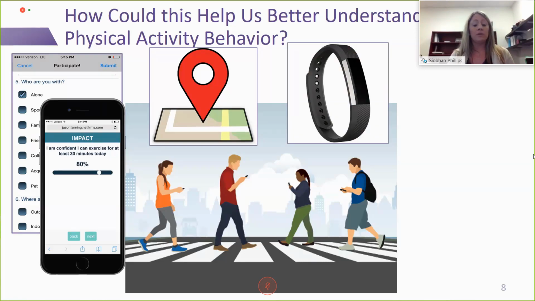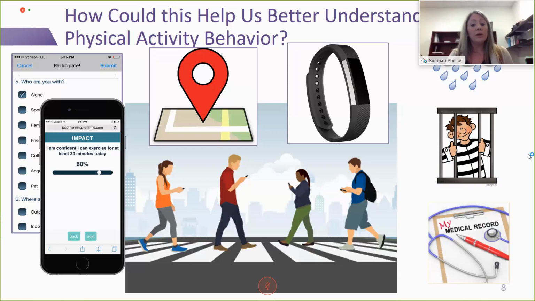You can have them wear a monitor. There are research-grade monitors like accelerometers, but consumer wearables now have much longer battery life, so we can objectively monitor physical activity for longer and longer periods of time without having to worry about battery life. You can collect information on weather, crime, and medical records data. So you could get a more complete picture of not just what physical activity they're doing, but the context in which they're doing it, and better understand what is influencing physical activity behavior on a day-to-day basis.